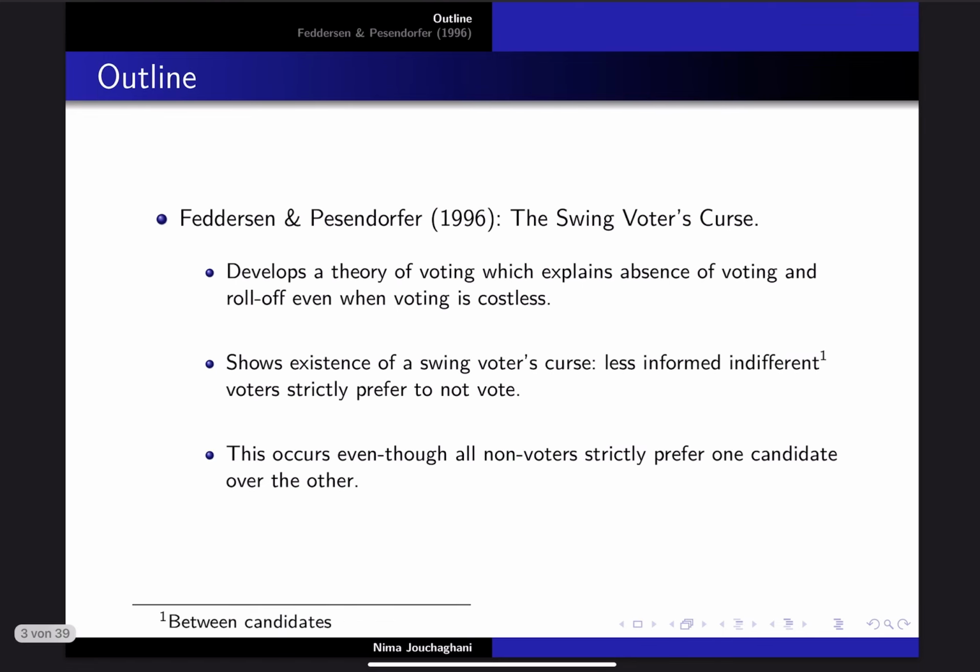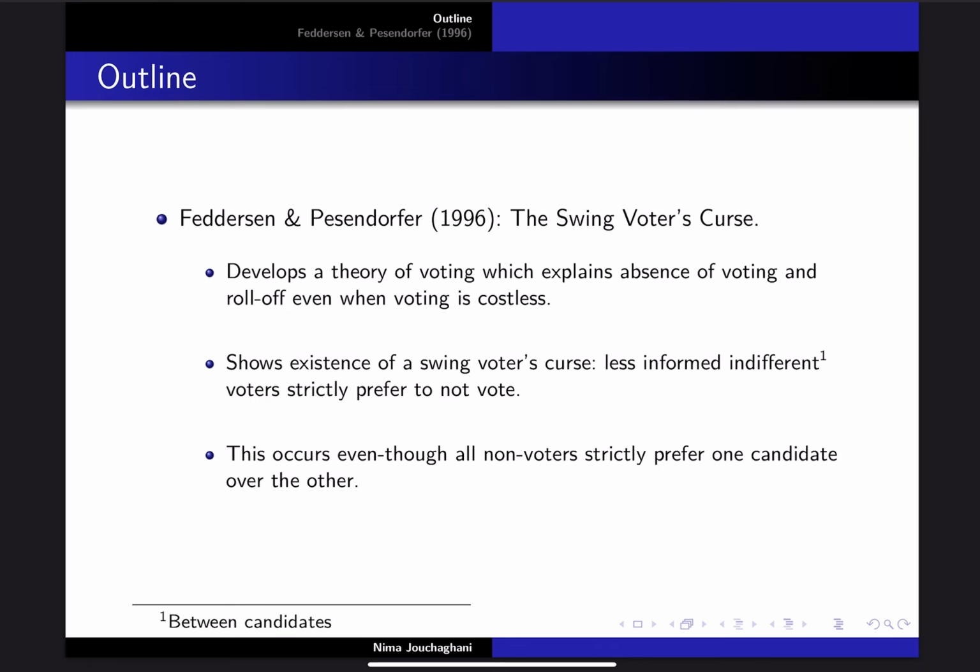Good. So let me briefly tell you what's happening in the paper. It's a theory paper, and it develops a theory of voting which explains absence of voting and roll-off even when voting is costless. So absence of voting means that people who can actually vote, who are registered voters or who have surpassed the age threshold to vote, do not go to vote if there are big votes, like voting for a new regime and this kind of stuff.